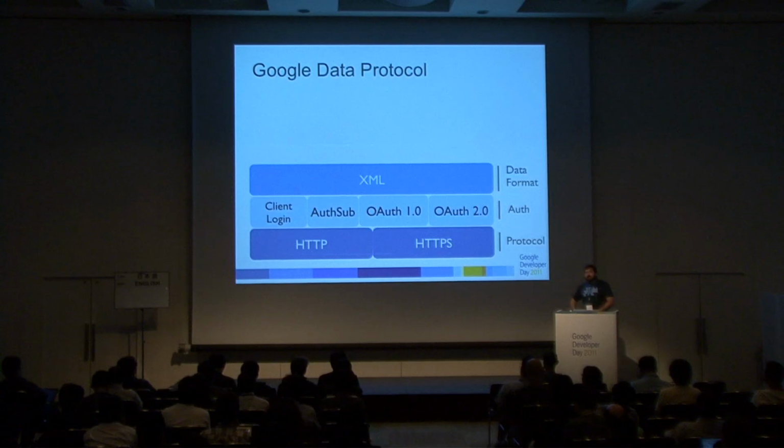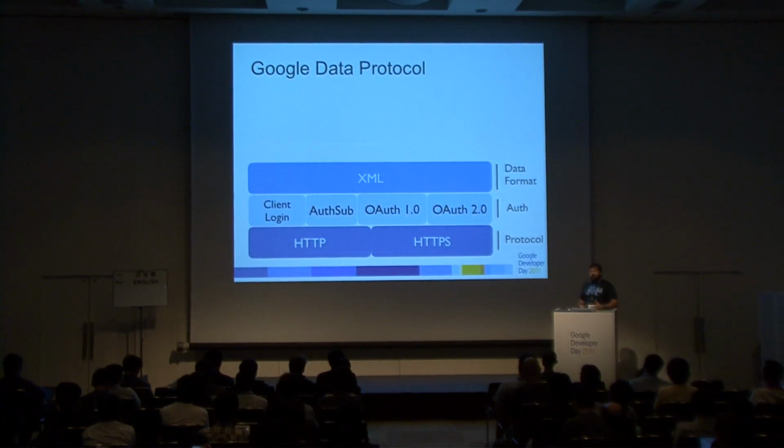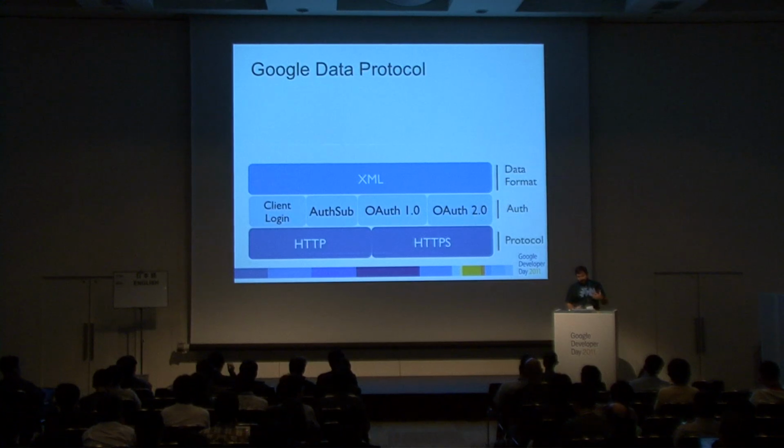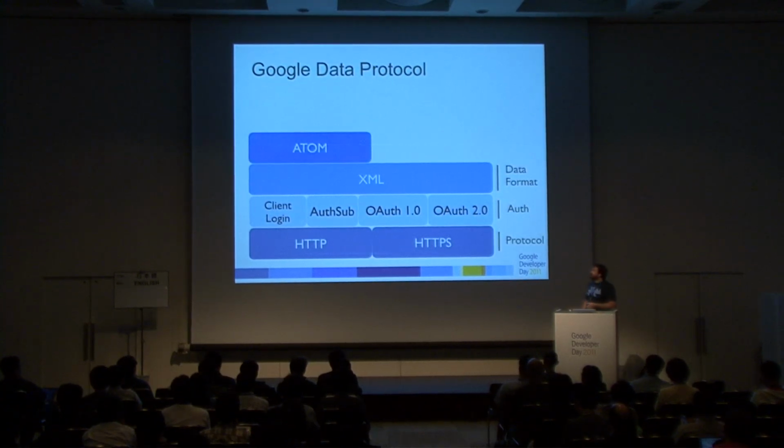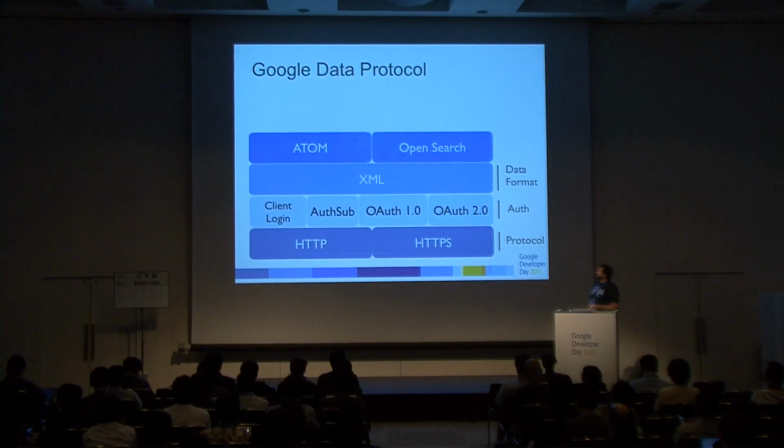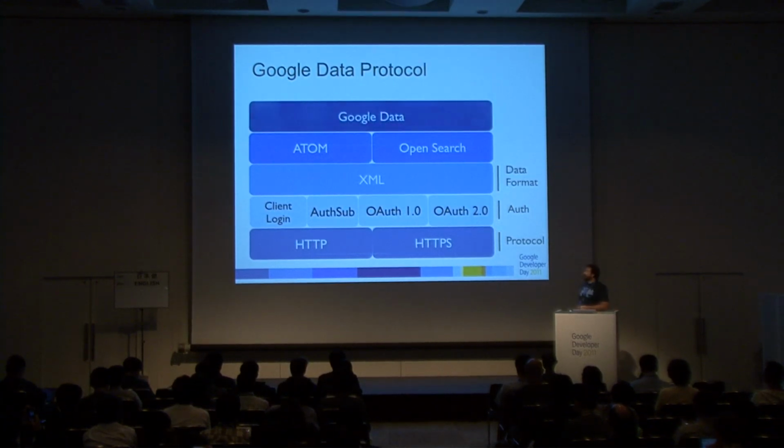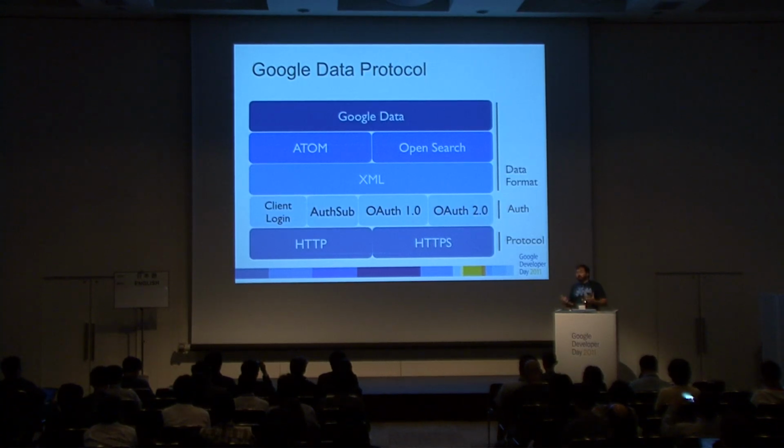And then the data format is XML. Of course, XML doesn't really tell you all that much. You still need to have a schema on top of it. So the people who developed Google Data decided to extend the Atom publishing protocol, also mix in some OpenSearch, and then layered another schema on top of it. And that made for a huge surface area that developers had to understand in order to use these APIs.